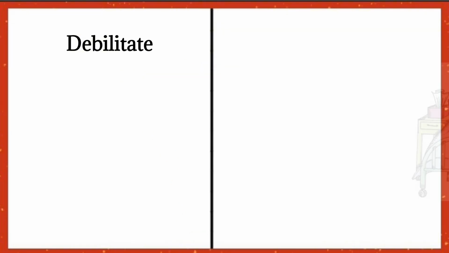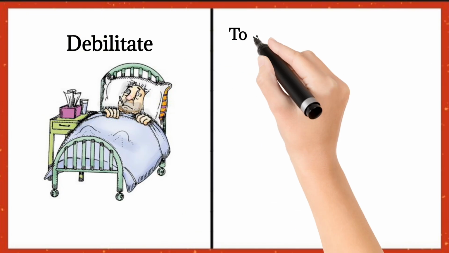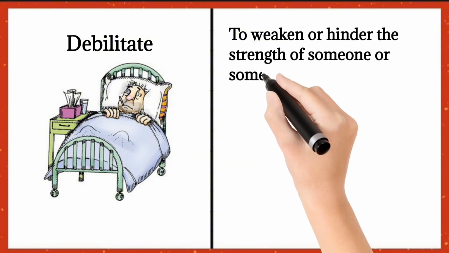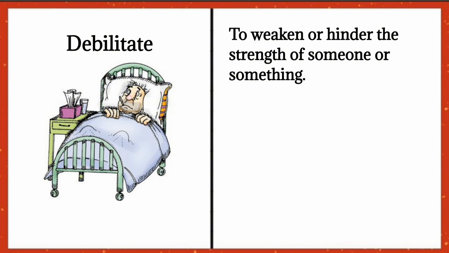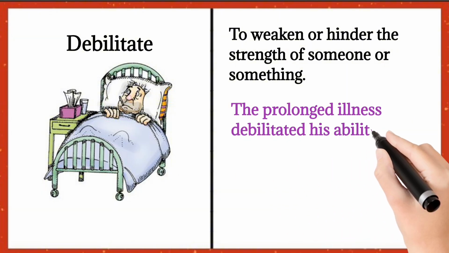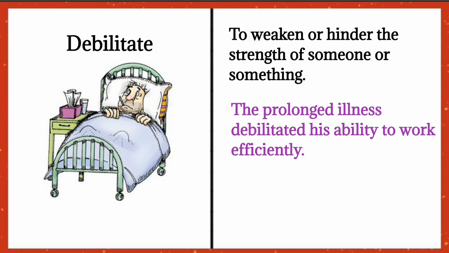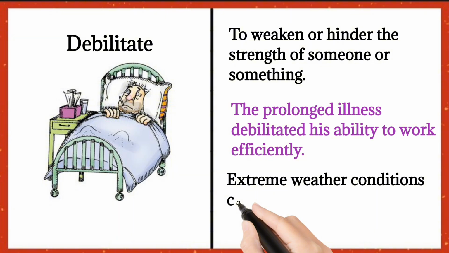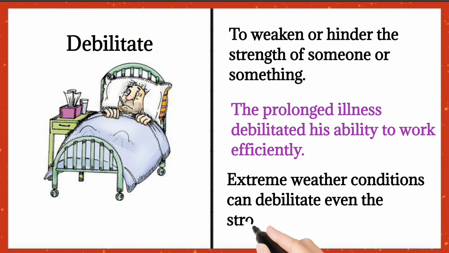Debilitate. Meaning, to weaken or hinder the strength of someone or something. Examples: the prolonged illness debilitated his ability to work efficiently. Extreme weather conditions can debilitate even the strongest athletes.